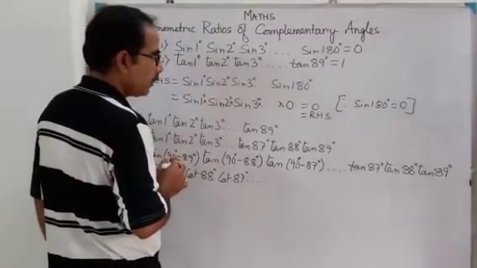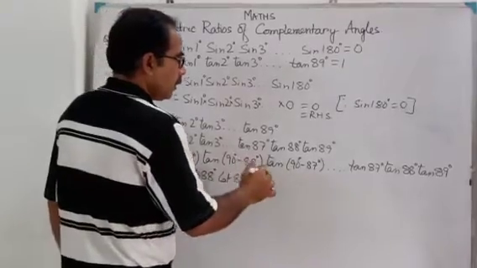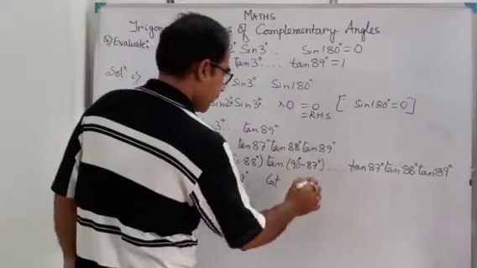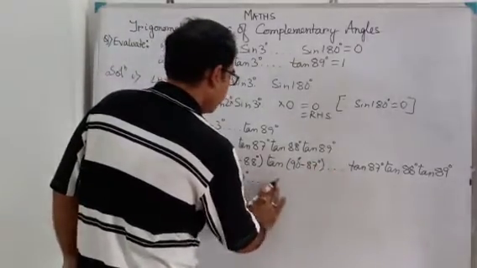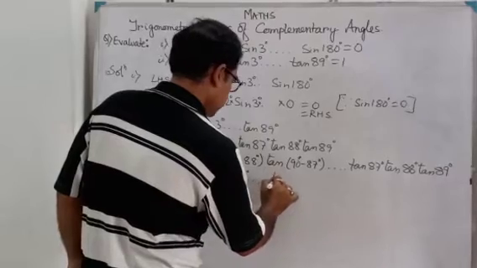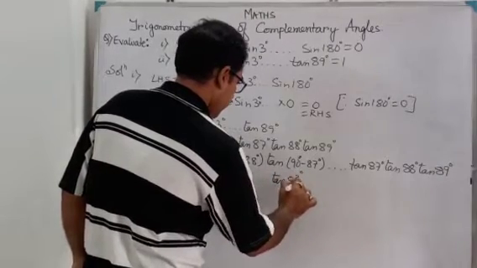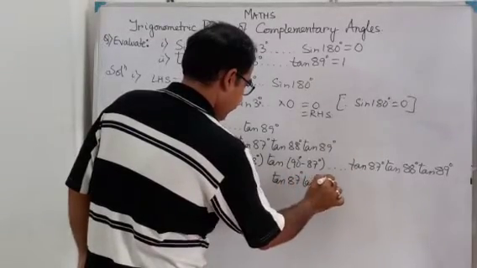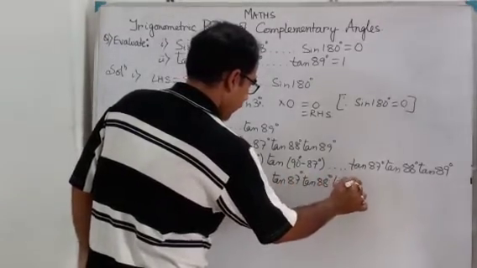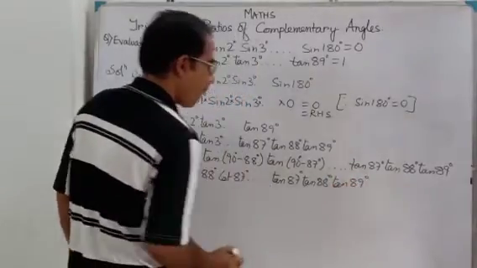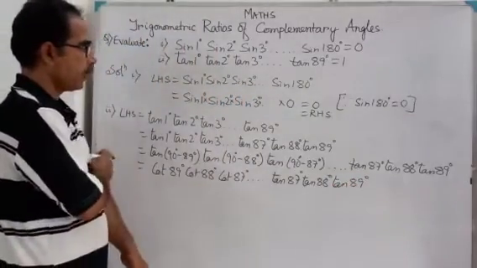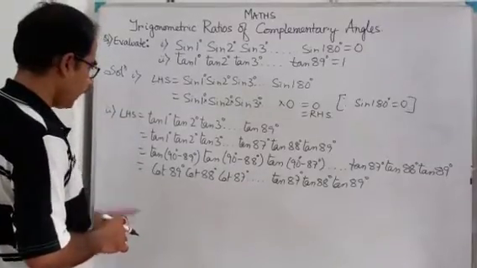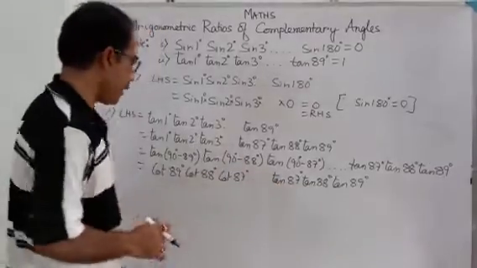And ultimately you are getting here what? Tell me. Cot, tan 87 degree, tan 88 degree and tan 89 degree. Okay, yes or no? So everything will be matched. Look here, cot 89 and tan 89 can be matched.